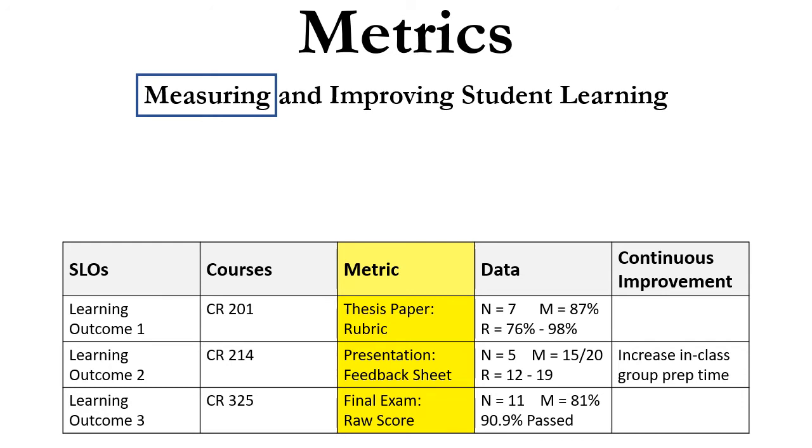All right, the middle column, the metric. This is where you actually identify what tool you are using to assess student learning. So it could be a thesis paper, some sort of research paper in one of the classes. It could be a presentation that students have to do. If one of your learning outcomes has to do with orally articulating something, then a presentation might be a good artifact that will demonstrate, that will measure that learning outcome.